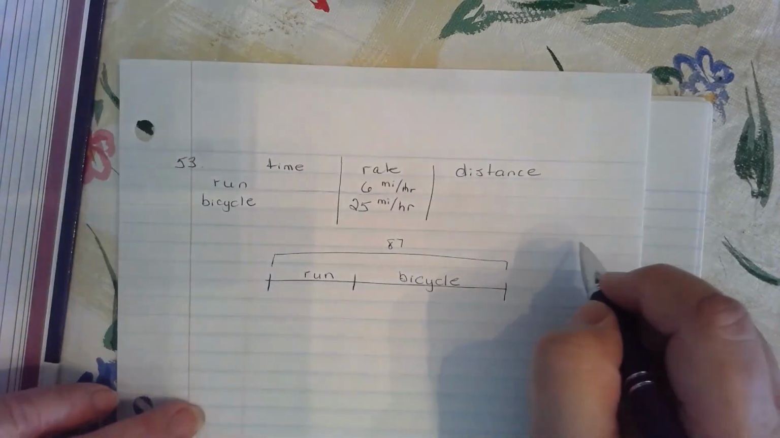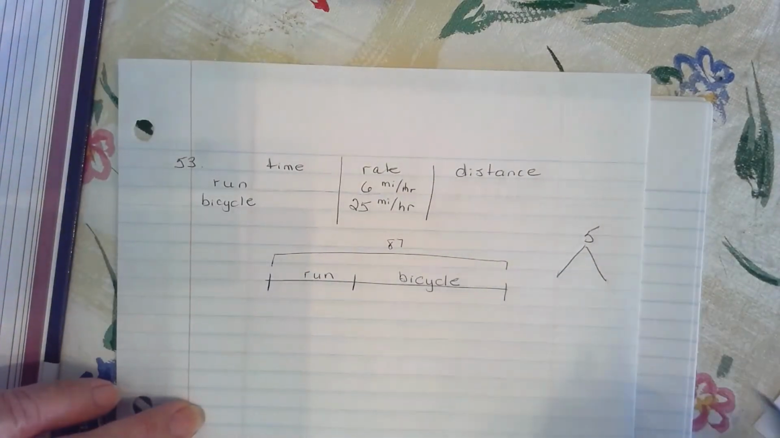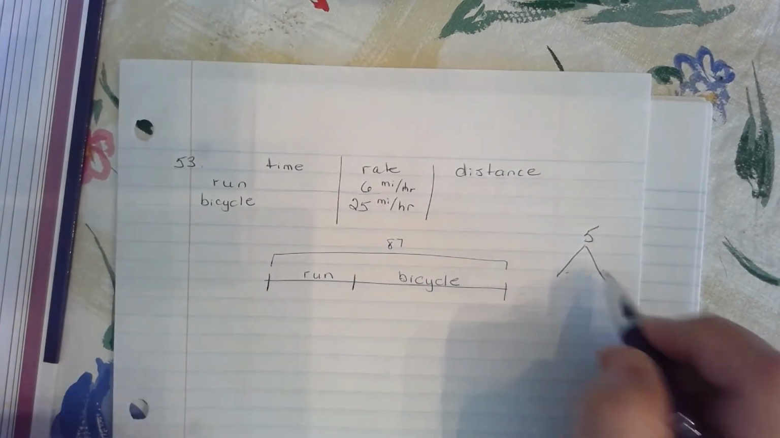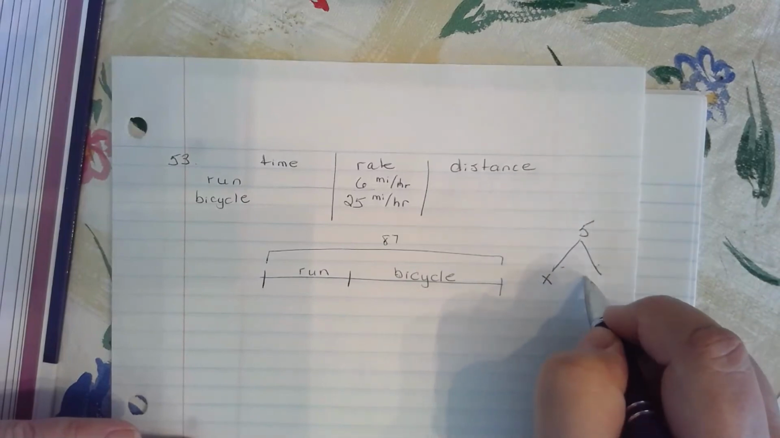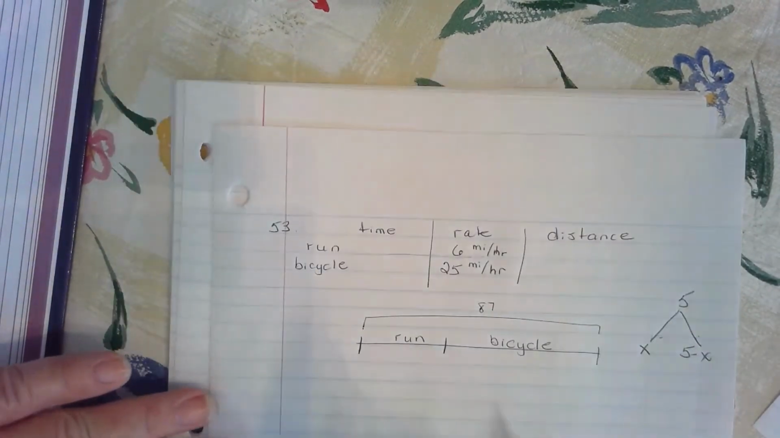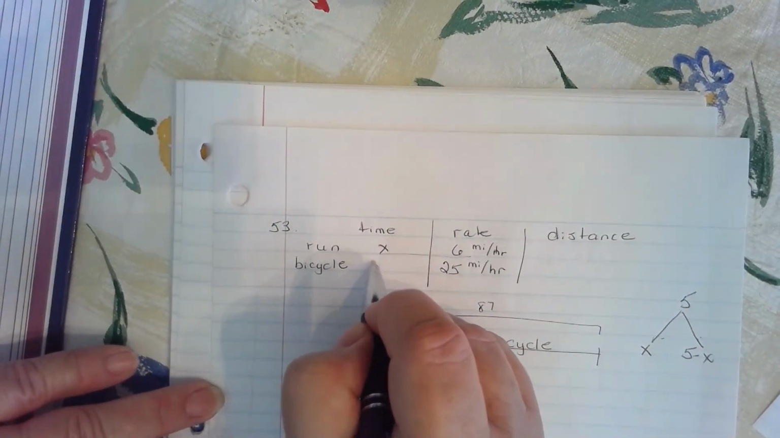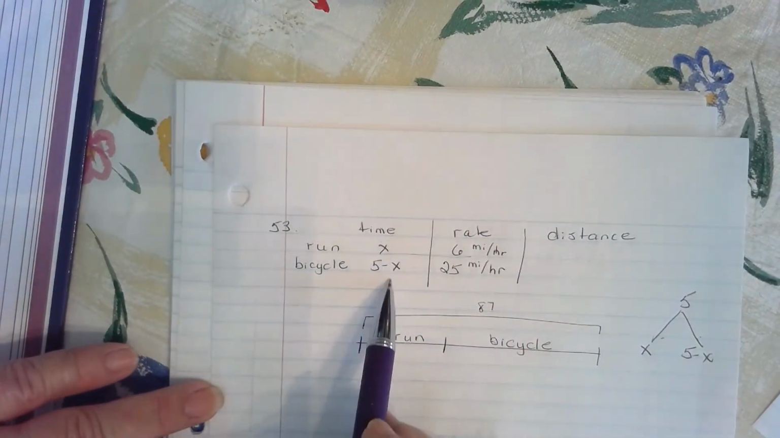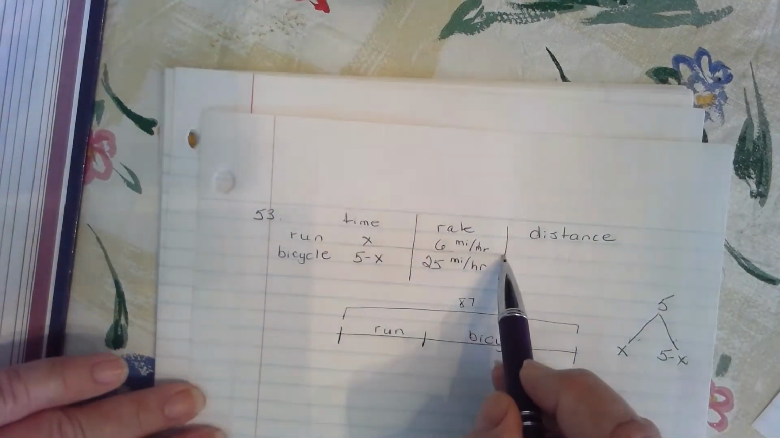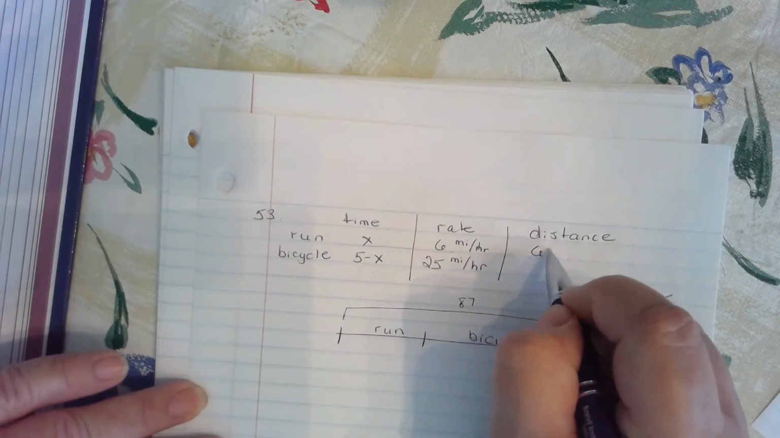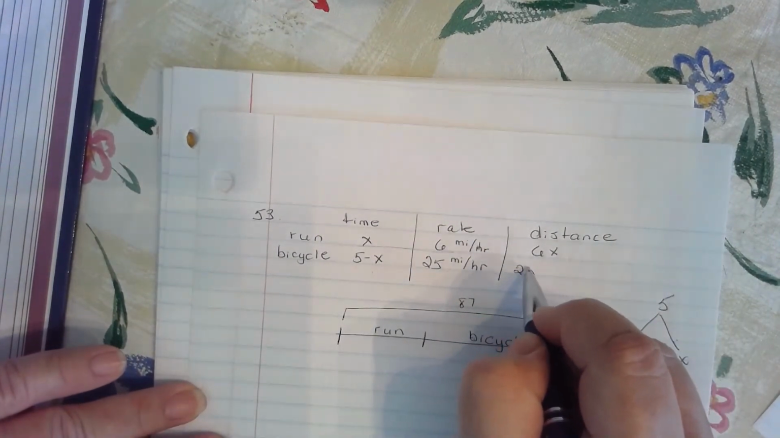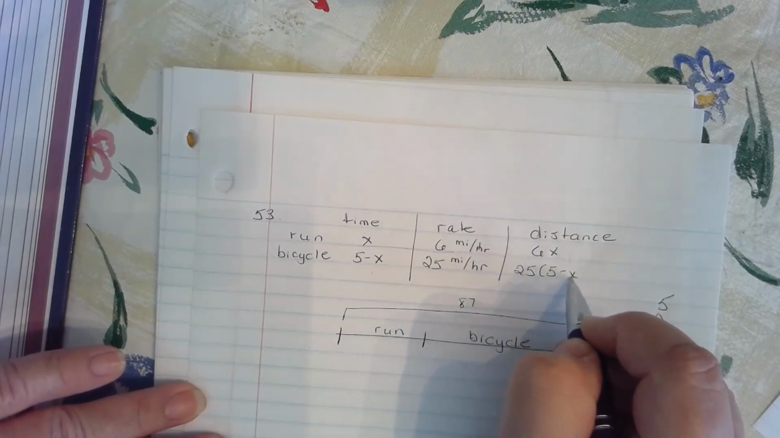Remember, we talked about before that if you know the total and you need to split it into two parts that are not necessarily equal, you do x and the total minus x every time. So I'm going to call this one x and I'm going to call this one 5 minus x. Again, it wouldn't matter which one was which. To get the distance, you multiply straight across. So 6 times x and 25 times 5 minus x.